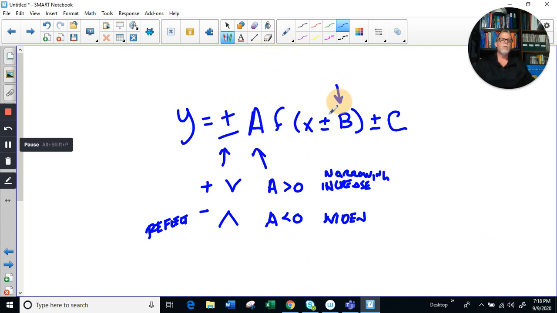Well, if it's positive inside the function, now this is inside the function, adding a number, it's going to move it left. It's going to translate it left or shift it left. If it's a minus, it's going to move it right. Last, the c value, that is an addition outside the function. This is outside the function. Now adding is going to move it up, translate it up. A minus is going to move it down or translate it down. It's going to shift it down.